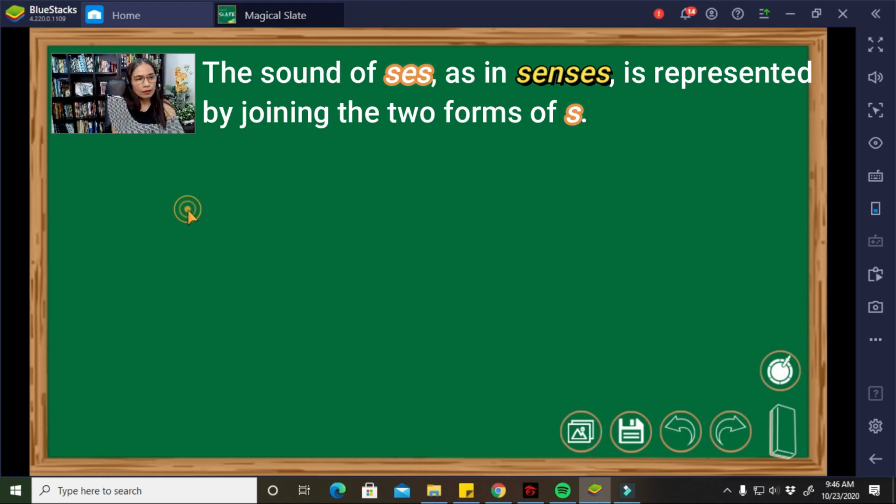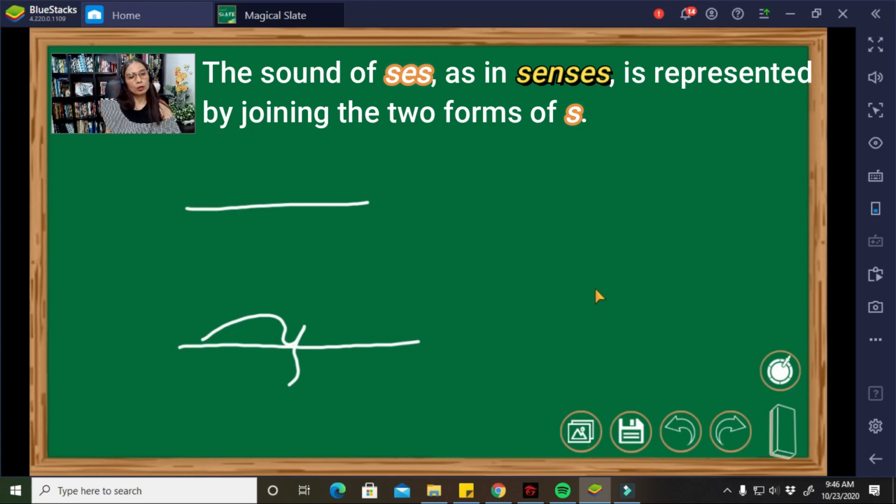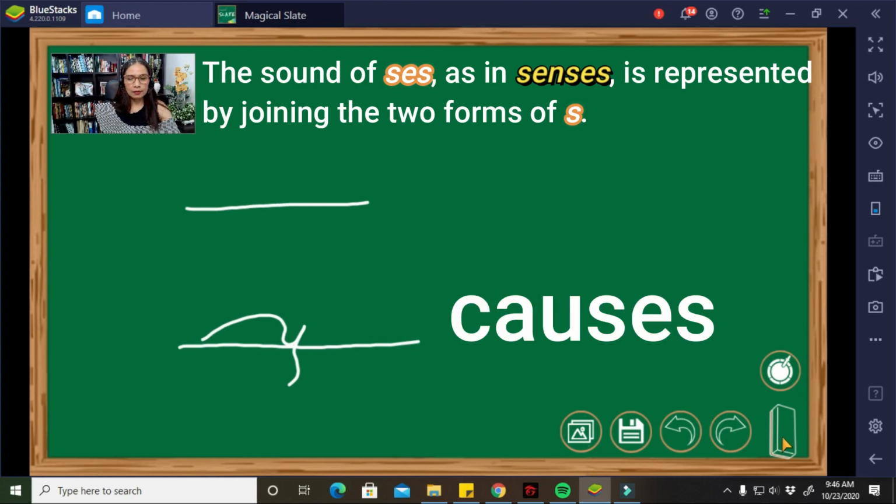Let's try another word. This is your line of writing again. We do have forward curve and a downward dip hook and then the two forms of S. The word now? Yes, causes.